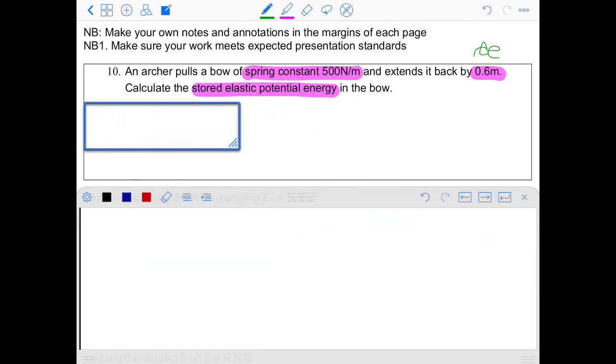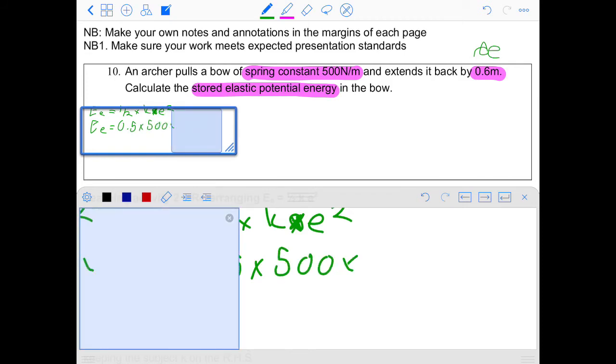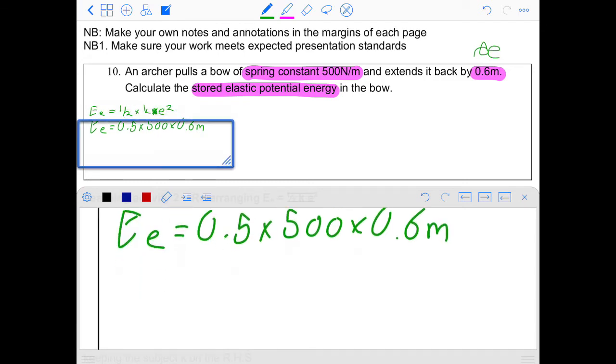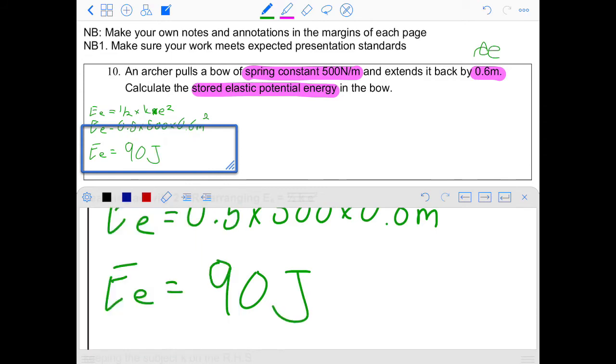So same as we always do. Elastic potential energy equals 1/2 times our spring constant times our extension squared. So our elastic potential energy is equal to 0.5 times our spring constant, 500 newtons per meter, times our extension, 0.6 meters. Simple, we don't need to convert anything. Meters, don't forget the squared. Plug that into our calculator. So 0.6 squared times 500 times 0.5, we end up with 90 joules.